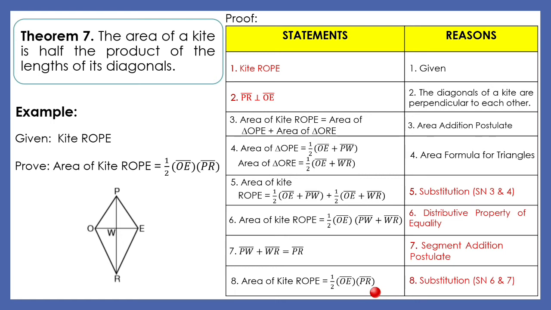Ang reason natin is by substitution. Okay, so na-prove na natin na ang area ng kite ay 1/2 ng product ng lengths ng diagonals. Let us use the theorems on kite in solving problems involving kite.